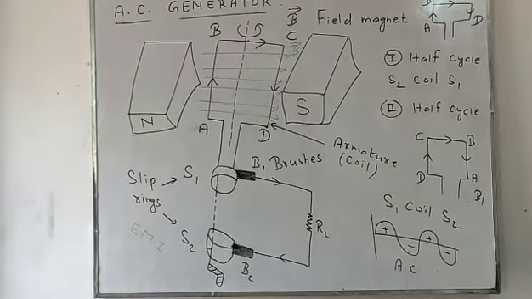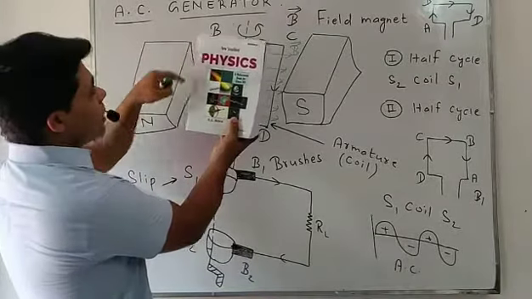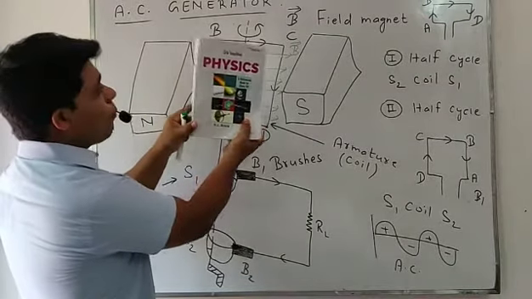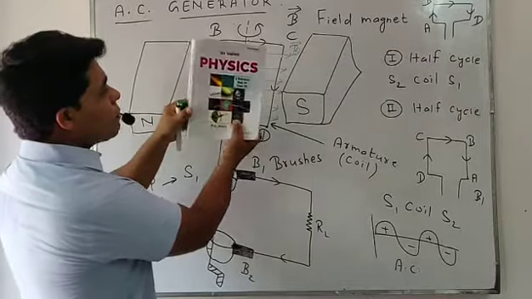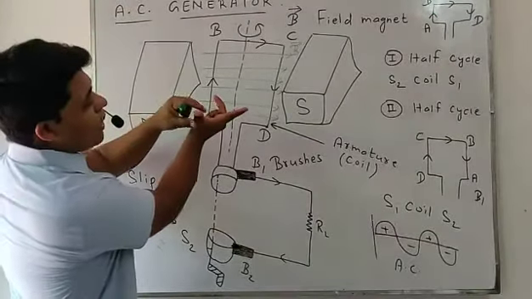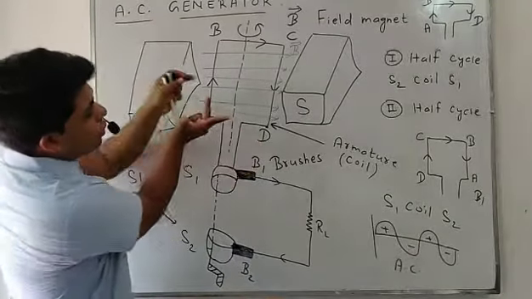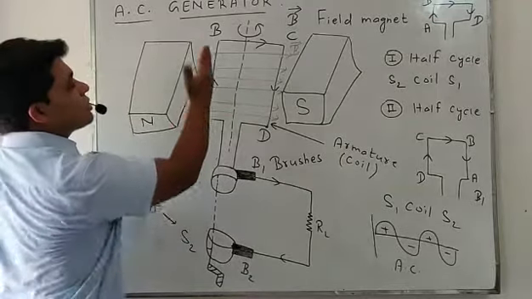Look students, this AB side will move in upward direction like this. It means the magnetic force is in upward direction. So this is the direction of force and this is the direction of magnetic field. So look at students, this is the direction of current.